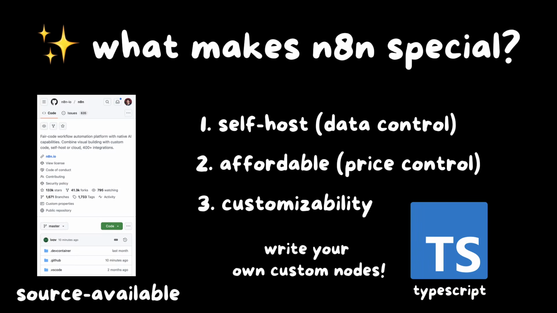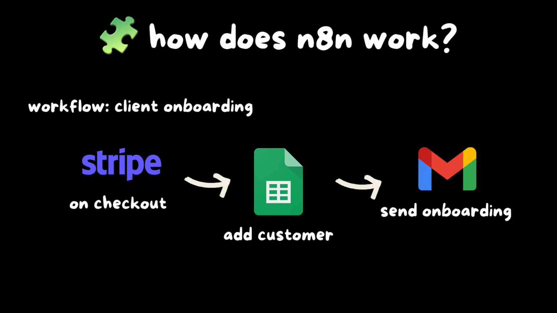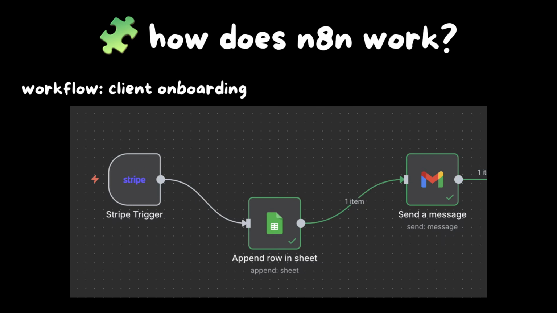So that's why everyone's switching to N8N. It gives you everything the expensive platforms do, but with better pricing, actual ownership of your automations, and the ability to customize anything you need. And that's why it's exploding right now. But how does N8N work? I'll explain the concepts that you need to know, and then we'll go over a concrete example automating client onboarding using Stripe, Google Sheet, and Gmail.